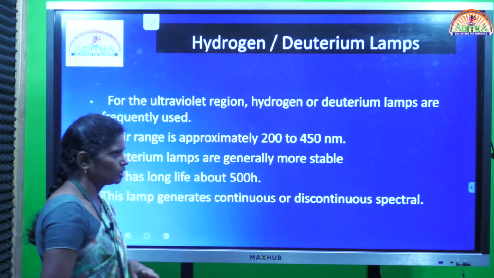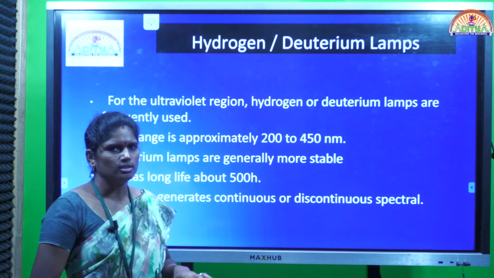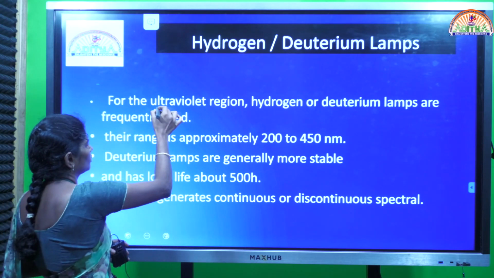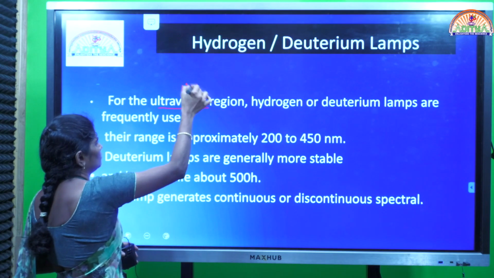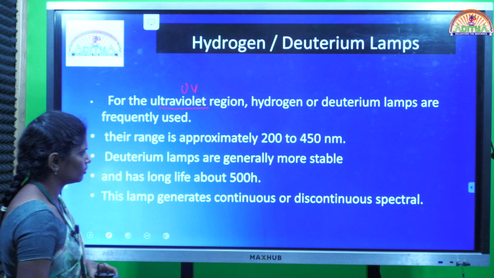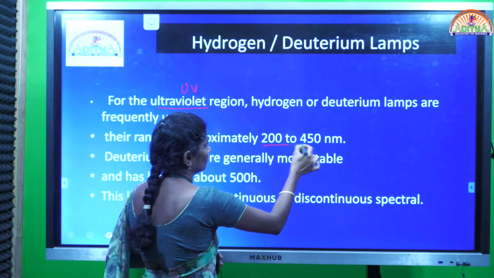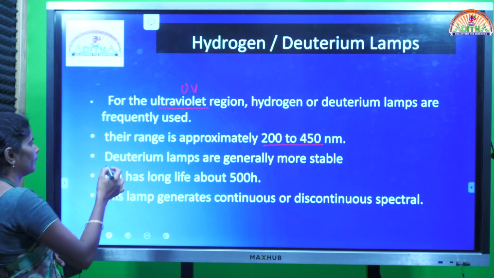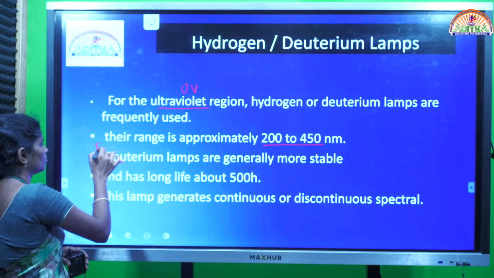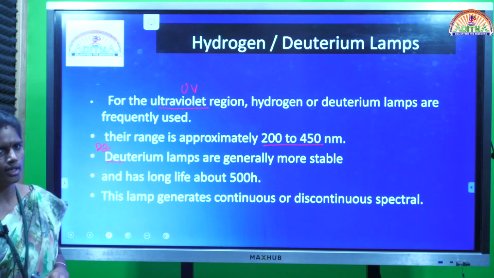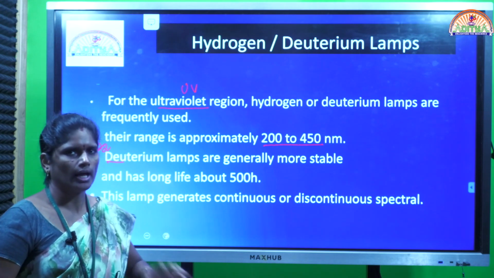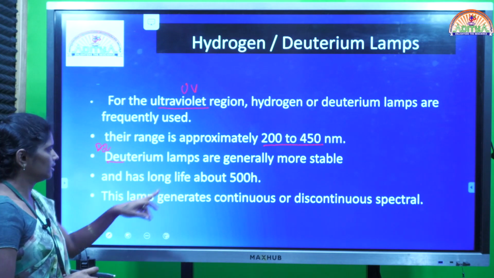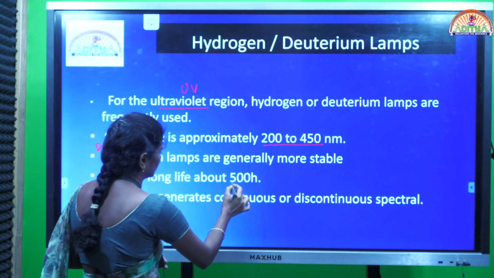And then we have hydrogen or deuterium lamps, which are the sources for UV radiation. For the ultraviolet region, deuterium lamps or hydrogen lamps are most commonly used, where the range of wavelength lies from 200 to 450 nanometers. When you compare hydrogen and deuterium, D2 lamps are more stable compared to hydrogen lamps, and they also offer a higher lifetime, up to about 500 hours.